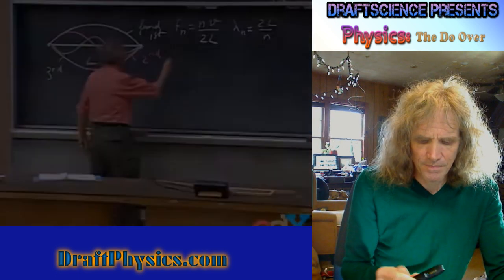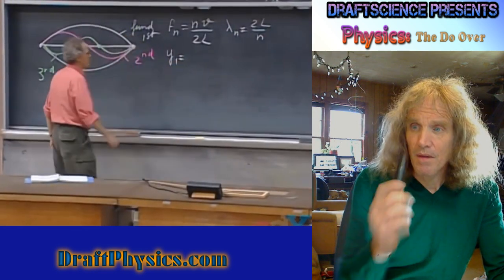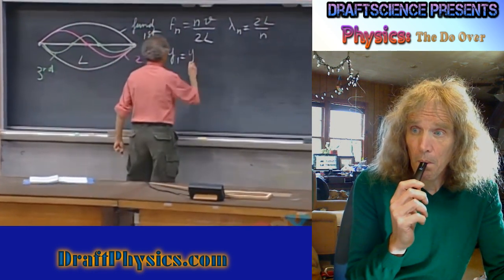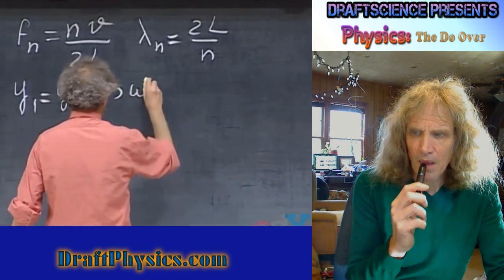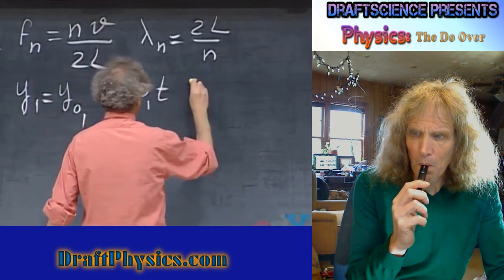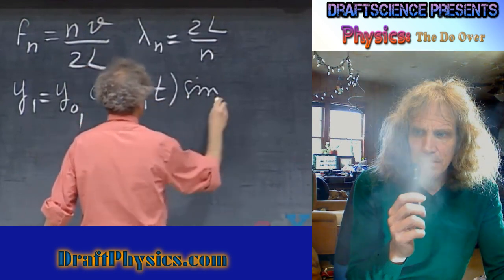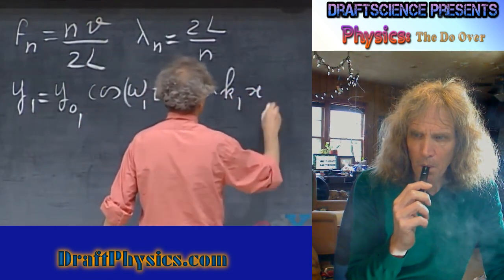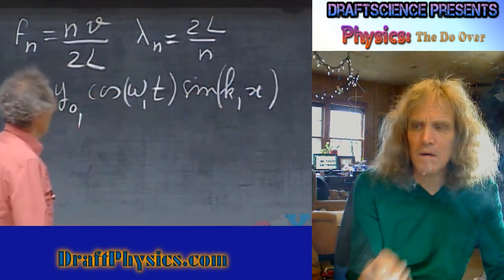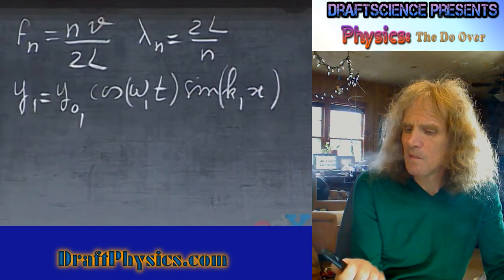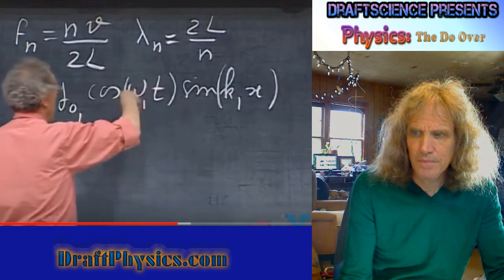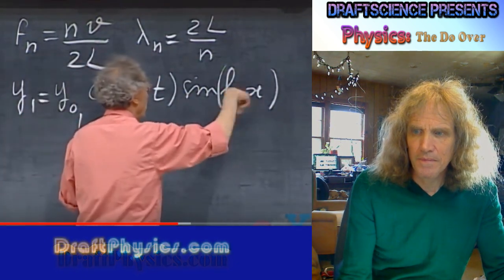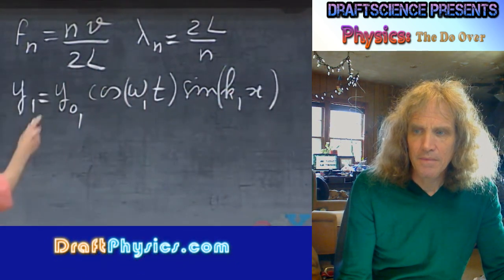Equation for a standing wave. Y1, where 1 refers to the fundamental, would be Y01 times the cosine of omega 1 t times the sine of k1 x. This is very different from a traveling wave. All the time information now is decoupled from the spatial information.